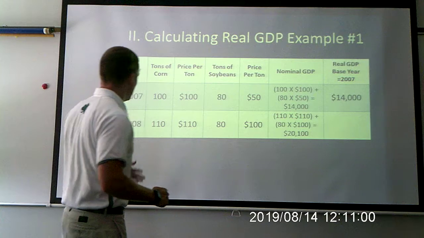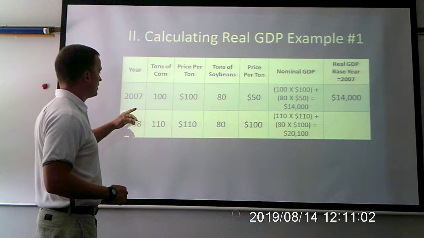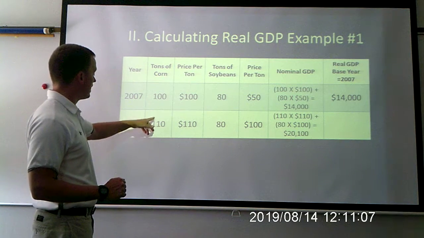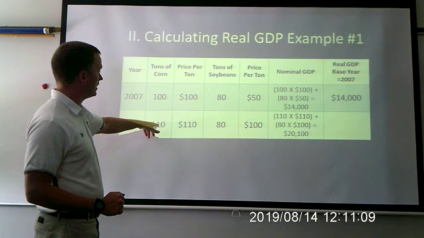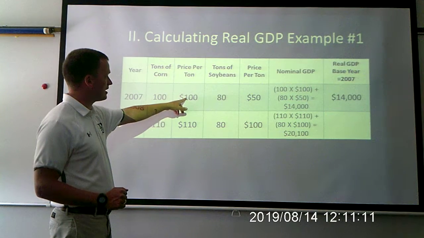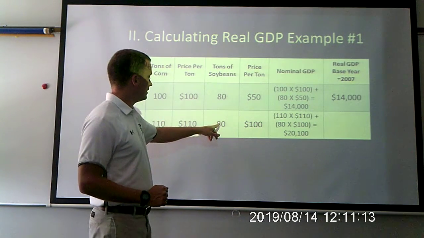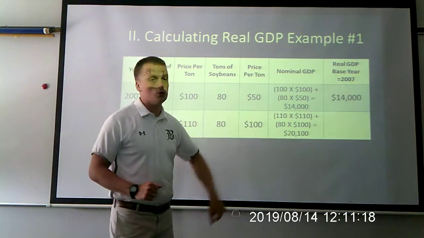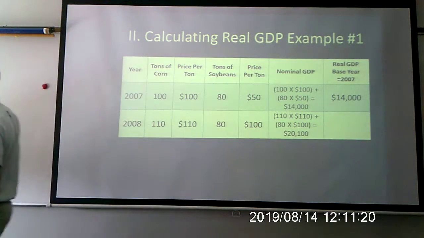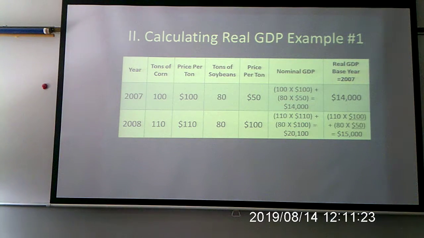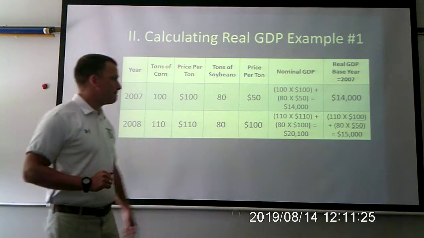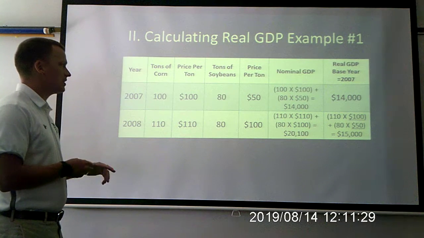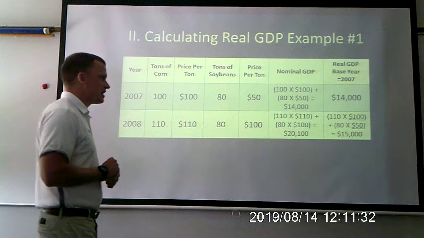Okay, we can continue. What we end up doing is we will multiply the 2008 quantities by 2007 prices for corn, and then for soybeans, quantities for 2008 at 2007 prices. Let's see how it works out. What do we end up with? We do that multiplication, add those figures together, and we should come up with 15,000.